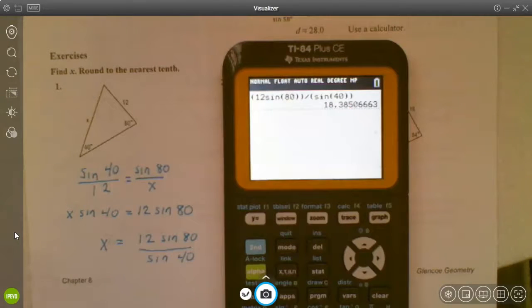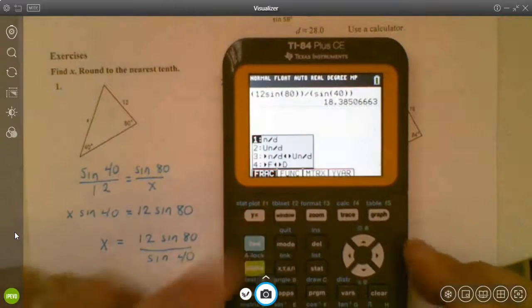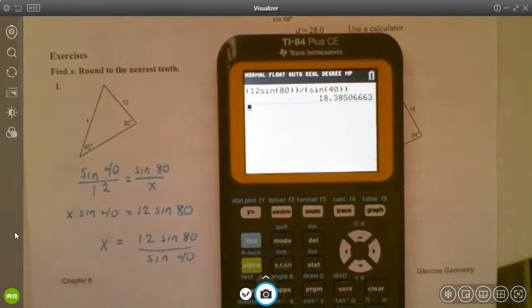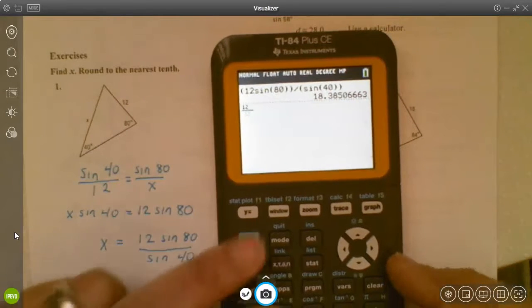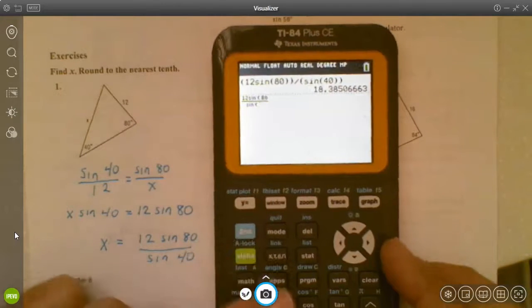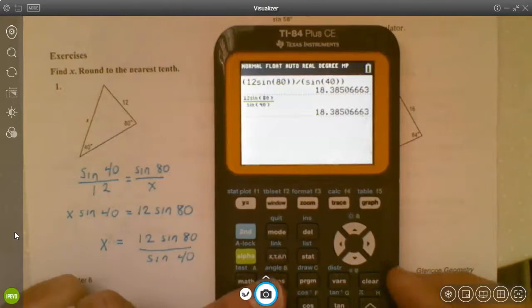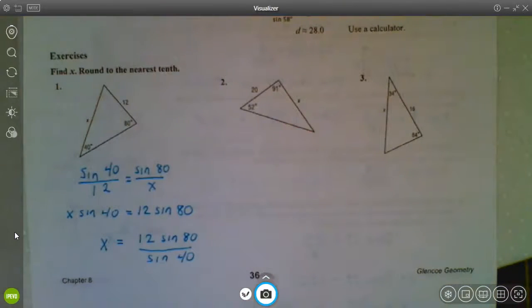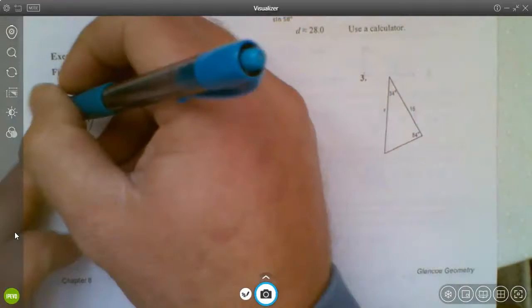The other thing is you might have a calculator that has like a fraction mode. And so you can actually type it in like this. And it basically creates like a fraction mode for you. And so now I can simply type in what's on top and what's on bottom. Right, it's the same answer, 18.4. But we just want to be careful about the way we're putting that into our calculator.